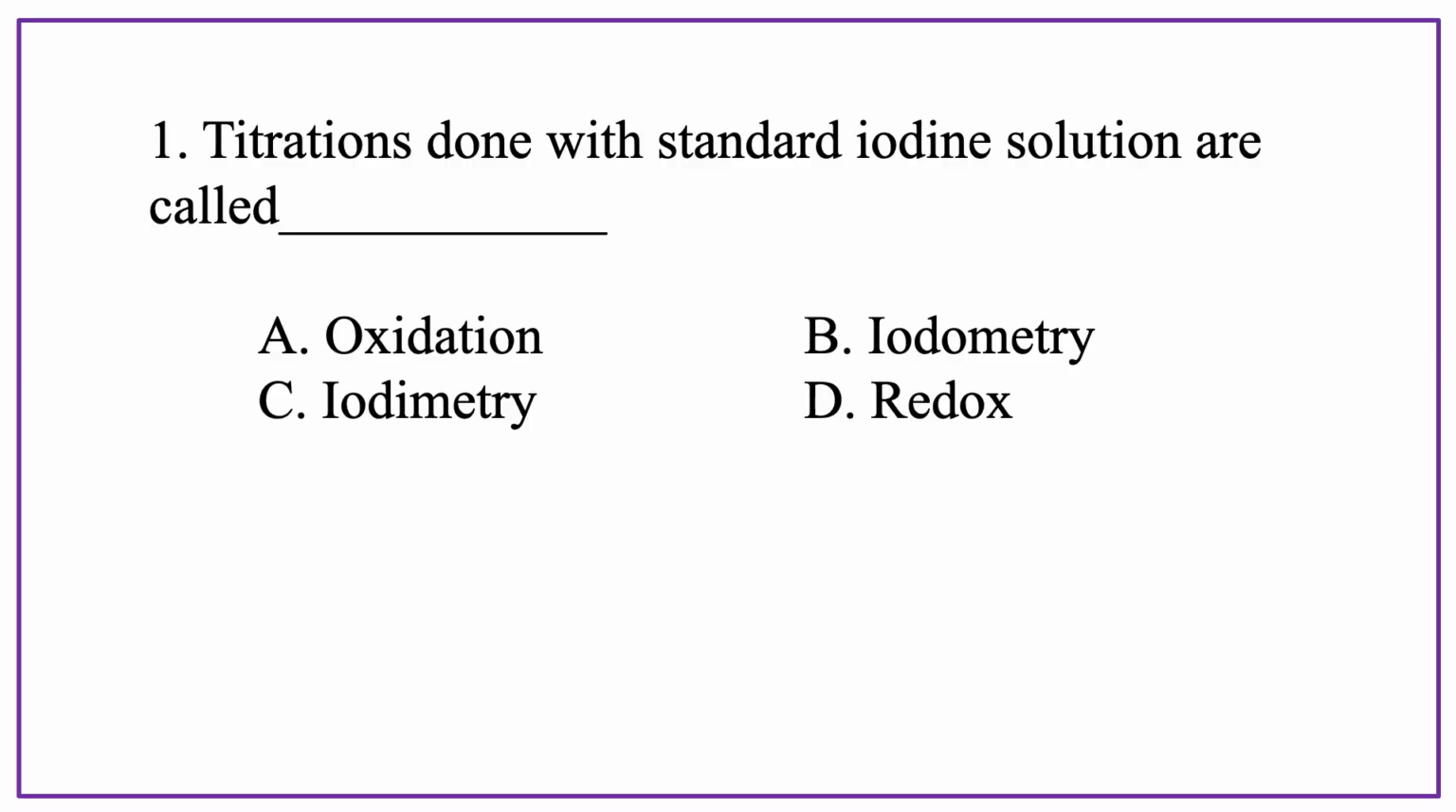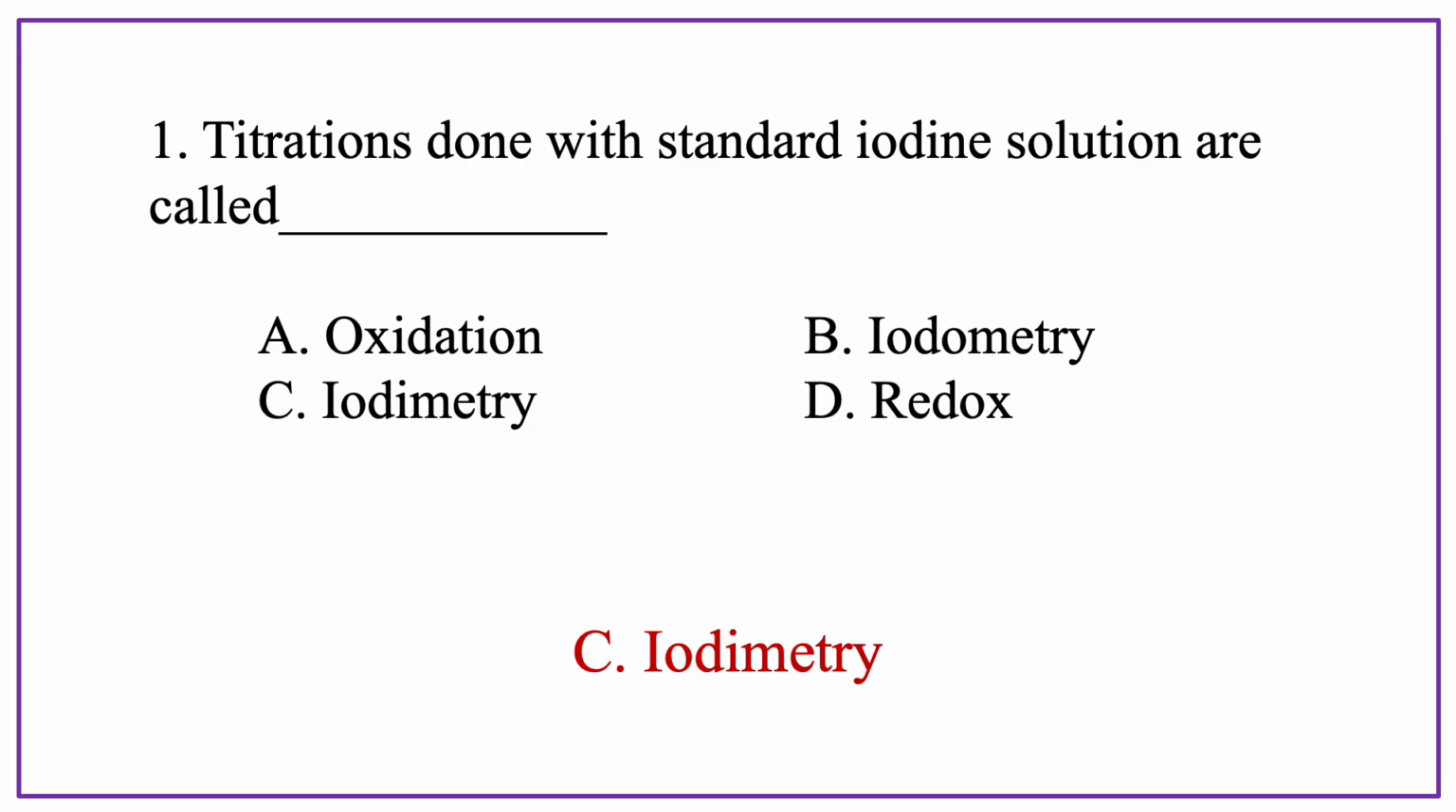First question. Titrations done with standard iodine solution are called oxidation, iodometry, iodimetry or redox. So titrations with iodine solution, that means iodine is directly used here, are known as iodimetry titration. Now see, in redox titration, there are two types of titrations: one is iodometry and the other is iodimetry.